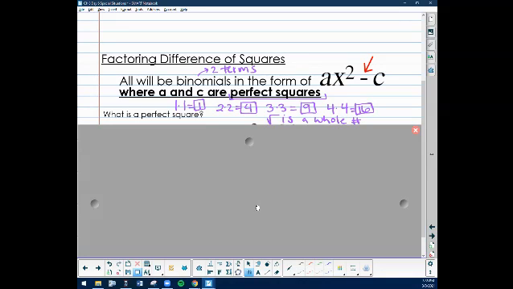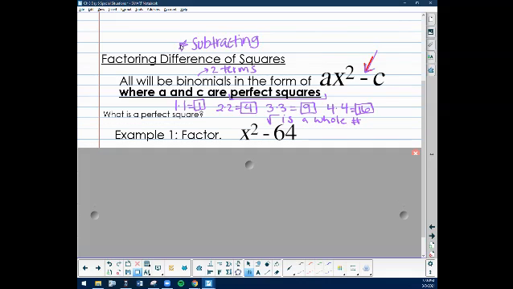The other key is difference. Notice I have this arrow here too. Difference means subtracting. If it's an addition sign, it doesn't work, and I'll show you that in a little bit. So here's our first example. It says factor x squared minus 64. I'll tell you the shortcut, and then I'll explain a little bit why it works.